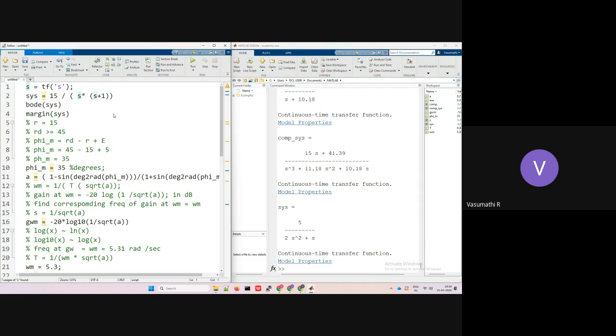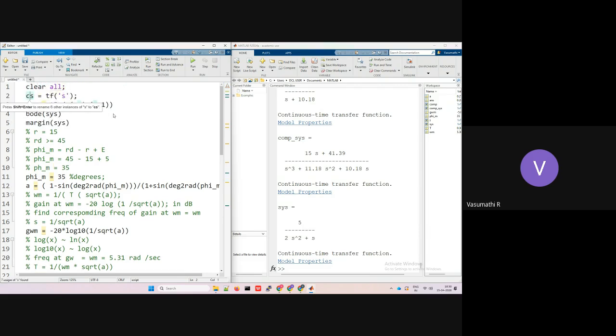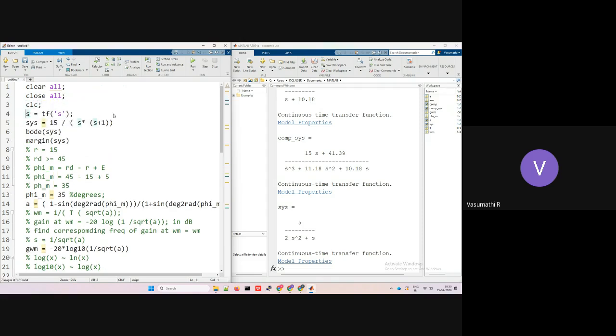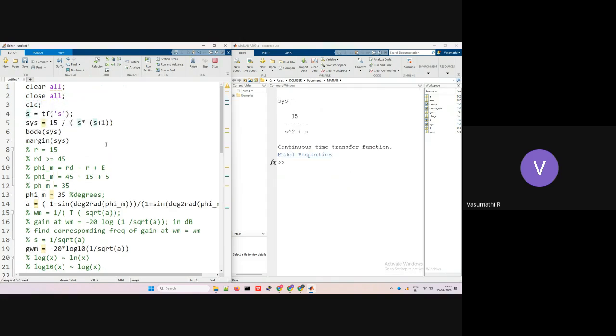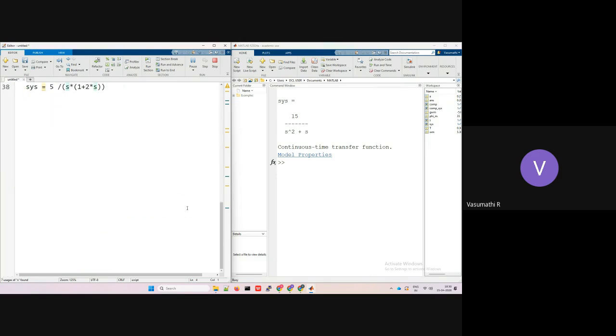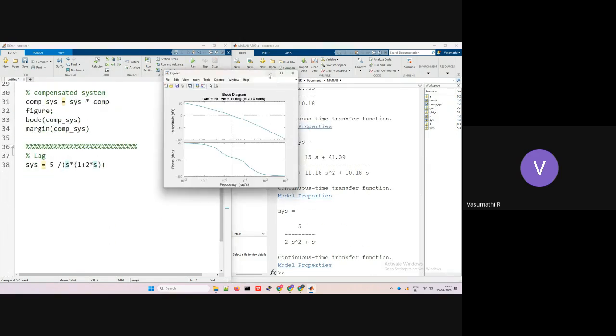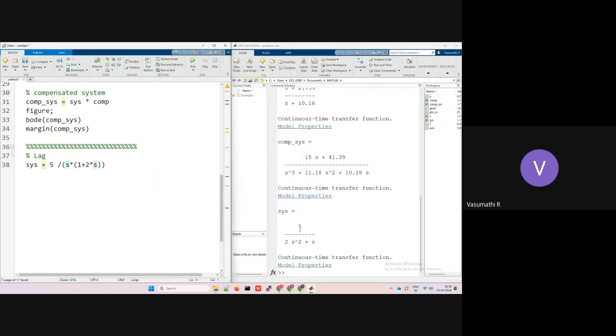I'm just adding clear all, close all here. So it closes all the figures when I run this program, to open a new figure. Now I have the system. Only this is from the lead compensator. That's okay. 5 divided by 2S square plus S. It's right. So this is my new system now.